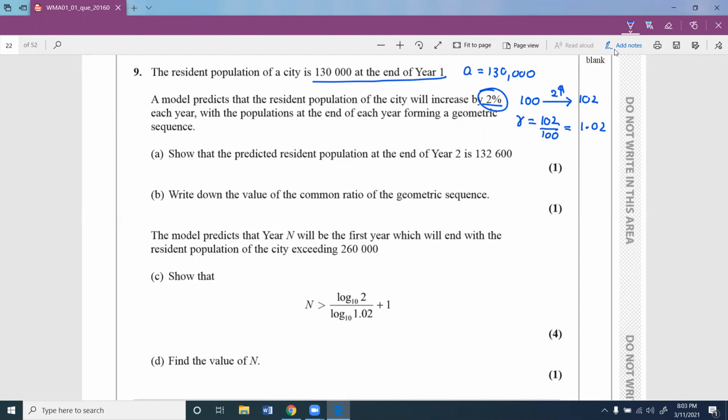Show that the predicted population at the end of year 2 is this big. That means we are worrying about the end of 2 years. That's a point to understand. End of first year is the first term, end of second is the second term.